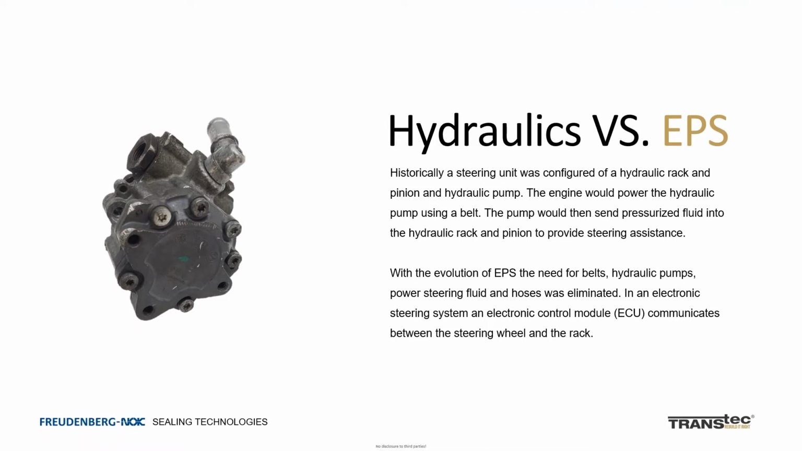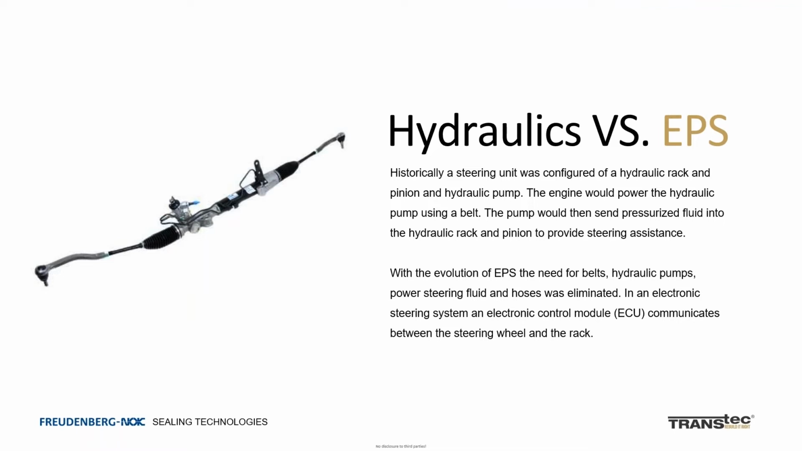The engine would power the hydraulic pump using a belt. The pump would then send pressurized fluid into the hydraulic rack and pinion to provide steering assistance. With the evolution of EPS, the need for belts, hydraulic pumps, power steering fluid, and hoses was eliminated.